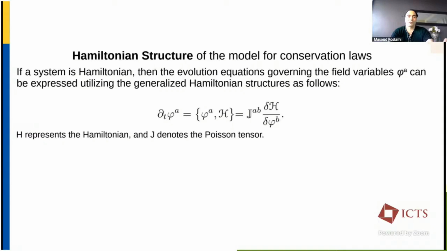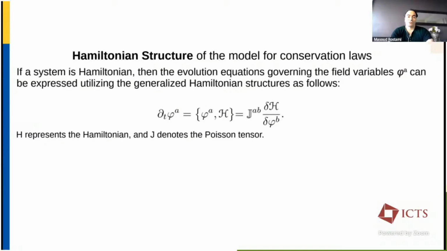But just to remind you that if a system is Hamiltonian, then the evolution equations governing the field variables like phi A can be expressed utilizing the generalized Hamiltonian structure as shown here. The differential equation with respect to time can be written down as, in fact, the multiplication of J, which is the Poisson tensor, and also the partial differential of the Hamiltonian with respect to that state variable.